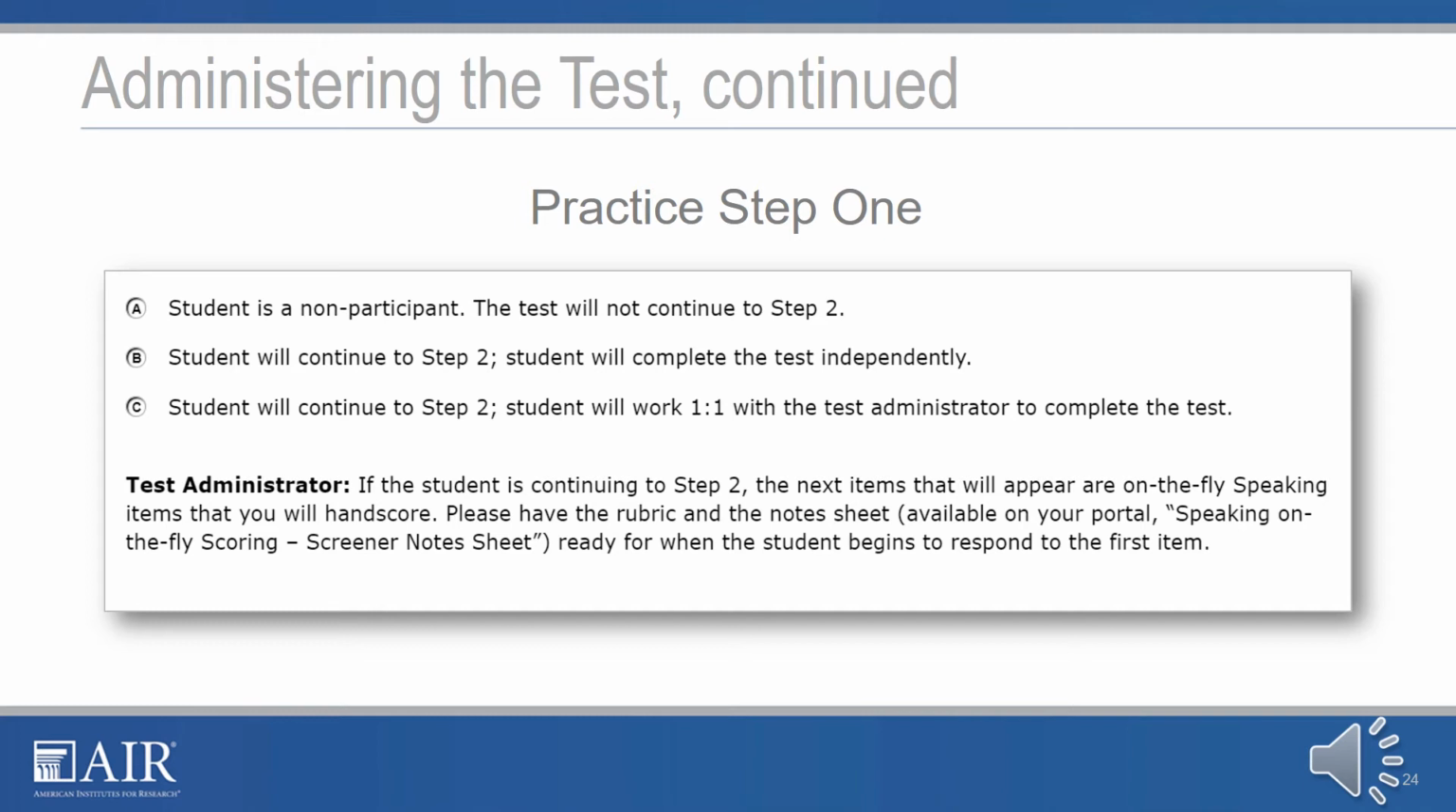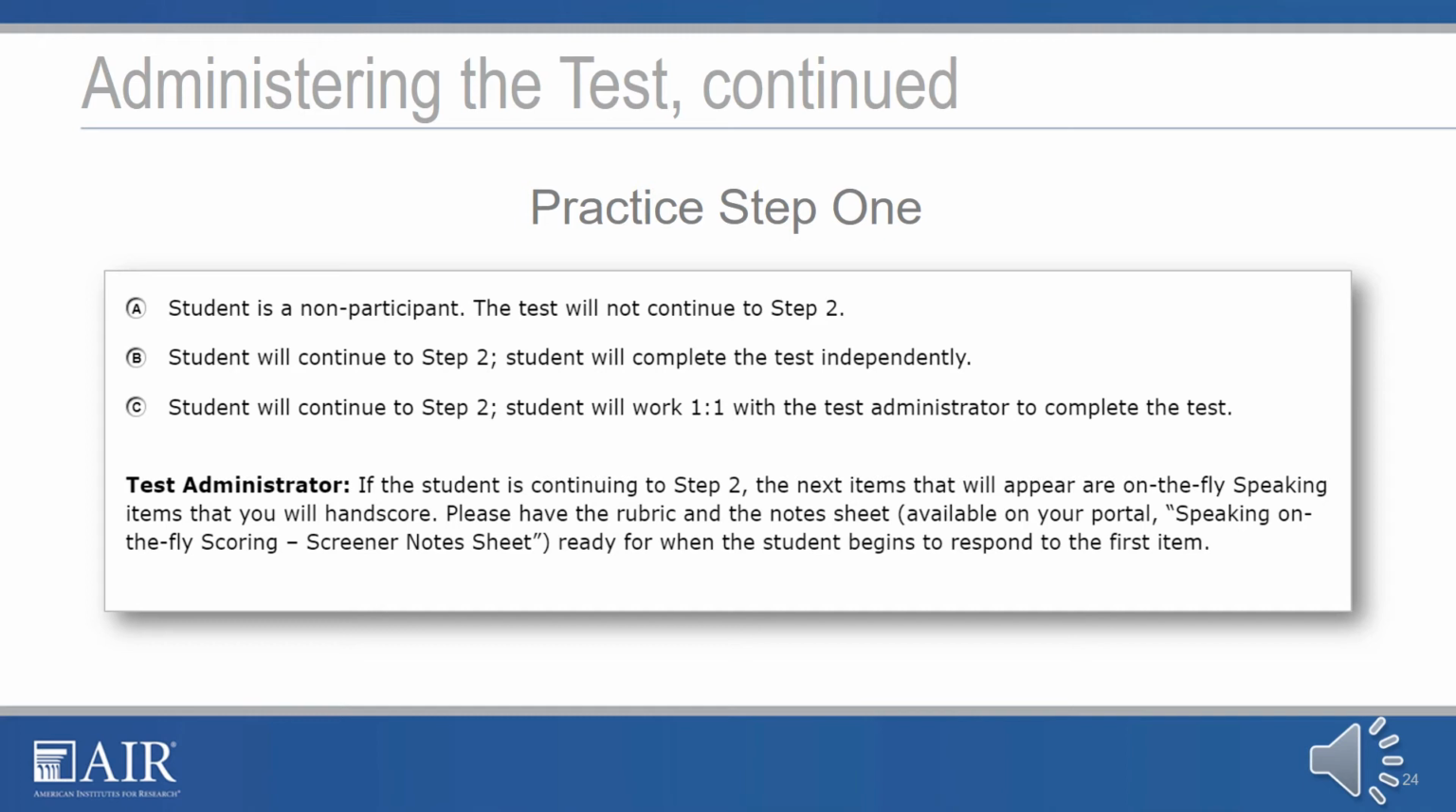Choosing option A ends the test for the student. The test will not continue because the student did not participate by responding to at least one Practice Step 1 question. Response modes during this step could include verbalizing, nodding when presented with an option, pointing, or using the mouse, himself or herself, to indicate a response to at least one of the practice questions.